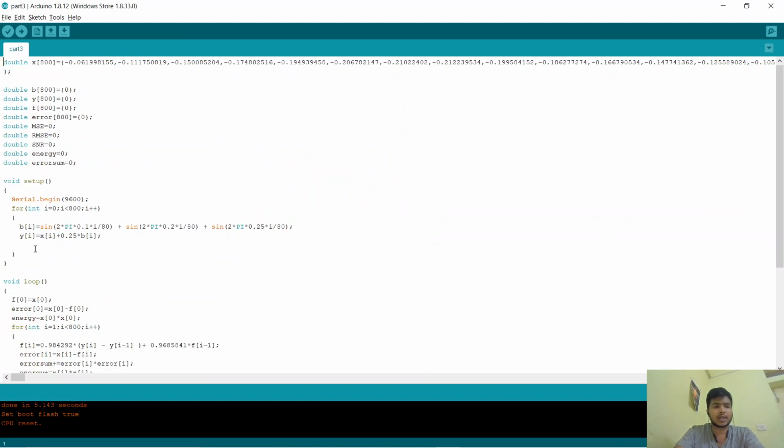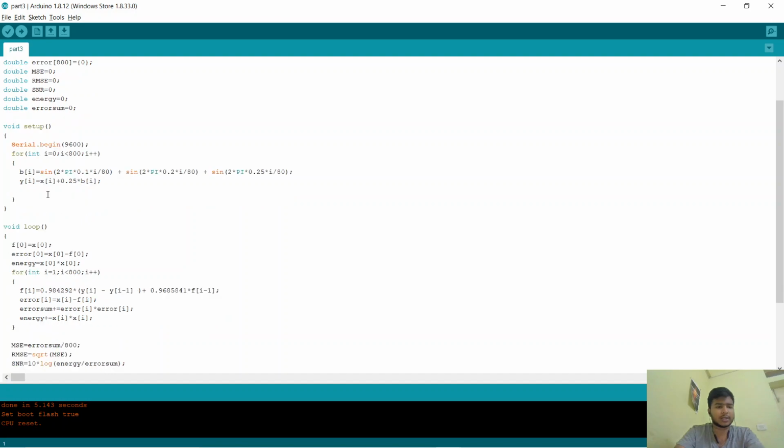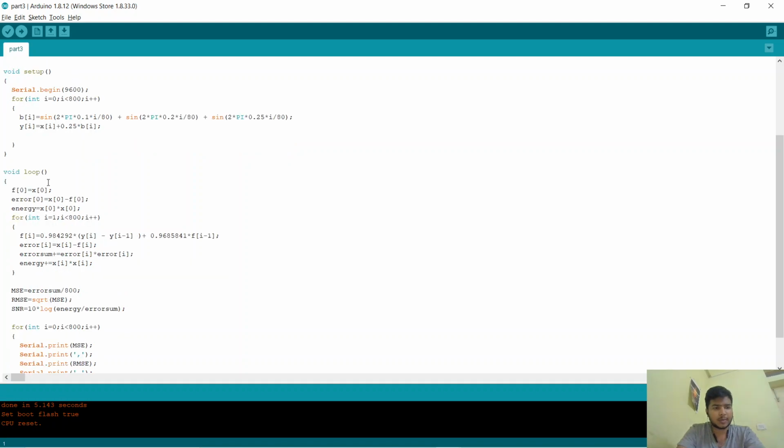So as you can see here, again the same. Now we are calculating the baseline drift. We are adding it to the original signal, and that is y5. Now we are declaring a new variable error. Error is nothing but the original signal minus the filtered output f of I, where F of I is nothing but the filter coefficient which we have learned earlier. So we will be calculating our mean square error, root mean square error, and SNR.